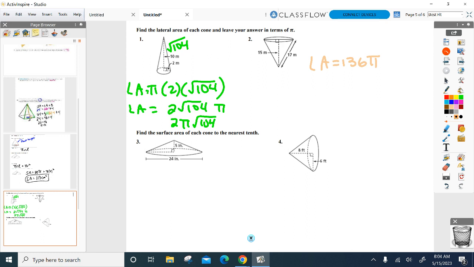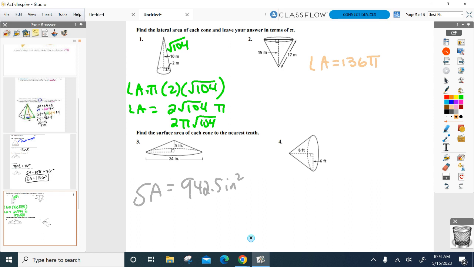All right, surface area for number 3, again, had to cut the 24 in half to find the radius. Pythag to find the slant height. 942.5 for your surface area. Again, here you go. Pi times 12 times 13 plus pi 12 squared, pi r squared. Anything there?